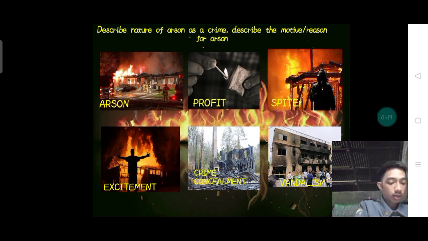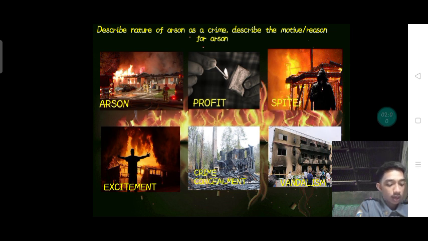Criminal intent can be very broad. It includes gain or profit, fraud, prosecutions, and causing injury. The crime of arson is a very serious offense, punishable by several years of imprisonment. So, there are different motives for committing arson, and they are usually classified into categories such as profit, spite, excitement, crime concealment, and vandalism.